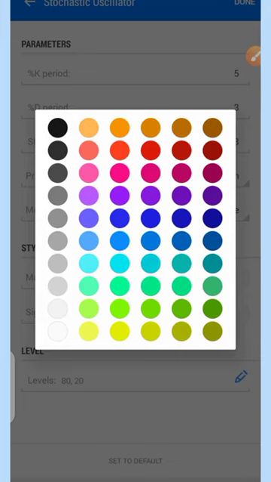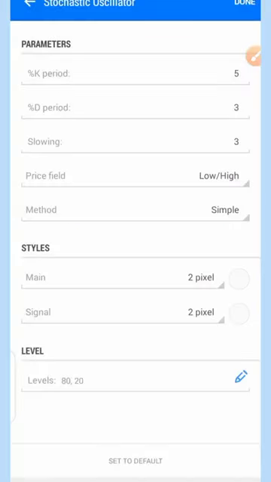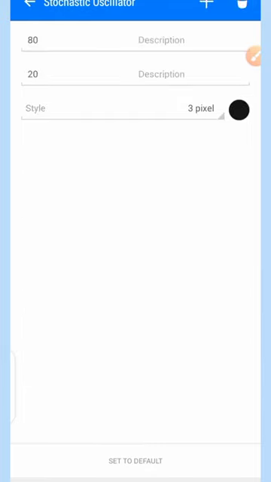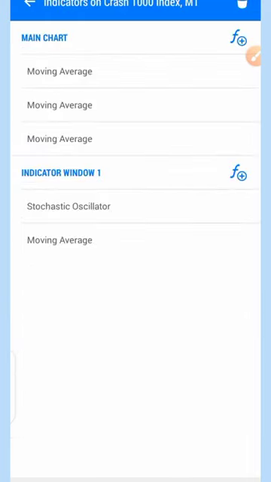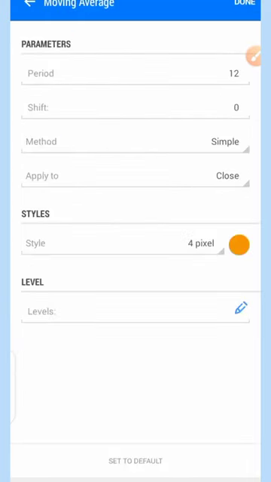You change this to the background color of your chart. If you are using a dark background, you should use black. If you are using a white background like mine, you should leave it as white like this. And the levels are 80/20. So just do it like that. Then click on done. The moving average on the stochastic is period 12, shift 0, method simple, apply to close, style for PZ. You can use any color of your choice.